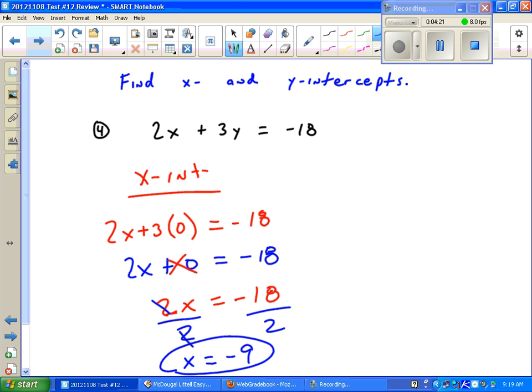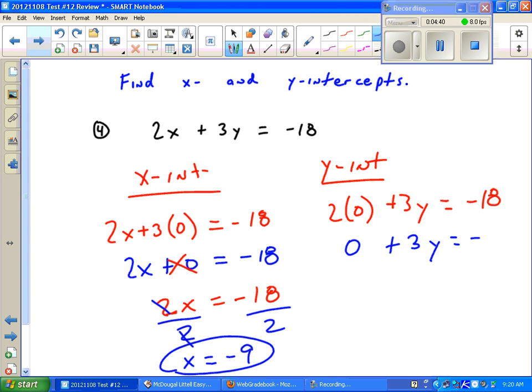So do the same thing we just did, except now in place of the opposite one. So the x this time, we're going to plug in 0. So 2 times 0 instead of x plus 3 times y equals negative 18. Anything times 0 is going to be 0 plus 3y equals negative 18. Again, 0 plus or 0 minus anything cancels out. So you're left with 3y equals negative 18, or 3 times y.